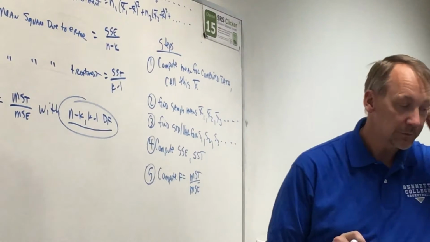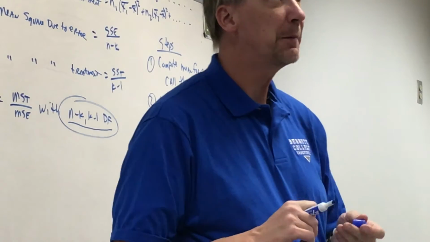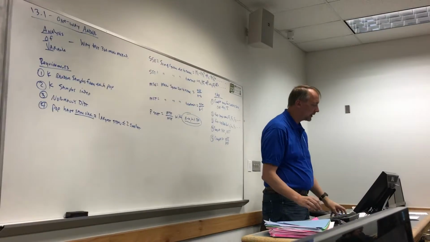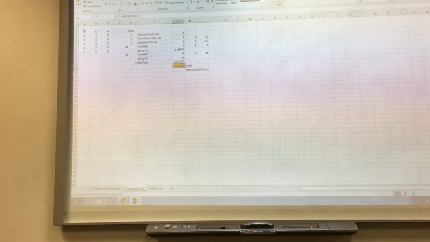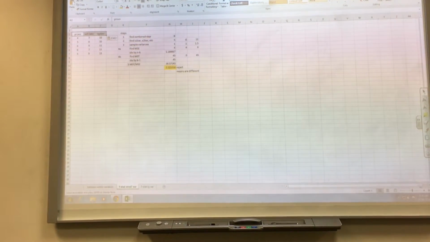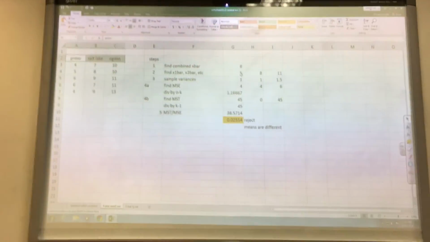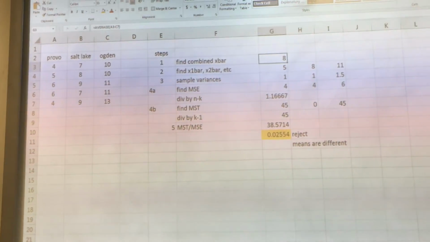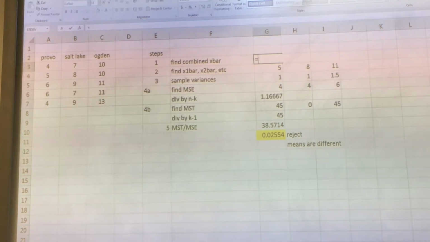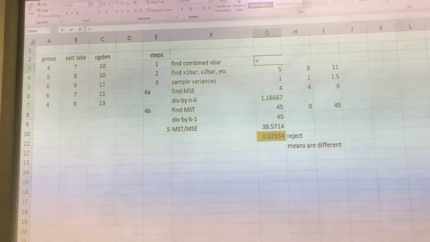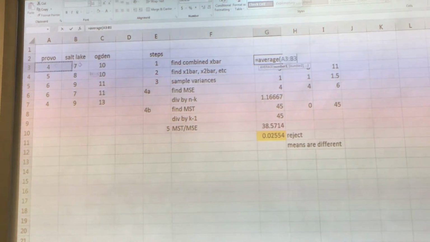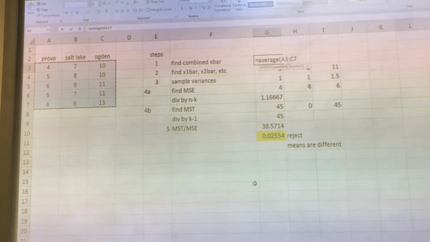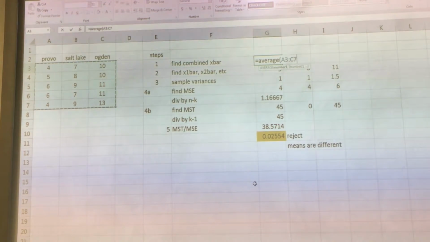But what I'd like to do is go through an example here. We're going to take basically this data here, Provo, Salt Lake, and Ogden. We're going to pretend this represents real data, which it doesn't, but we're going to pretend it does. All right, so here's our data. What we're going to do is find our combined X bar. Your combined X bar is going to simply be the mean of all of your data. We've got 5 in each thing here.